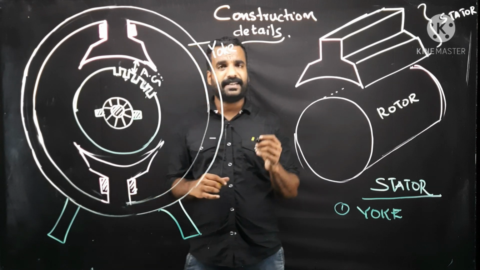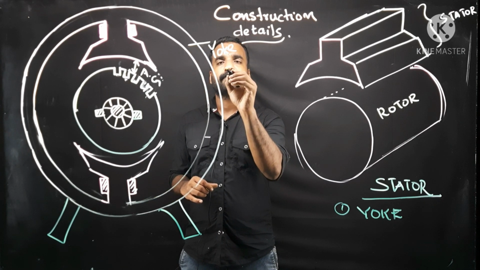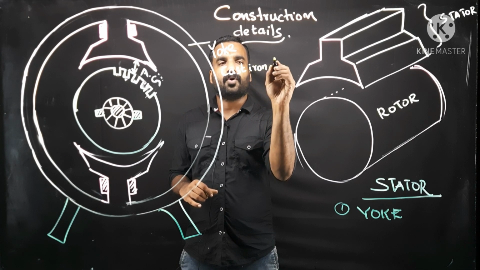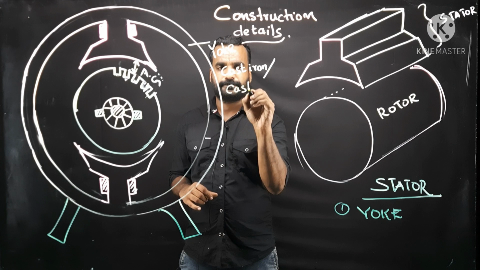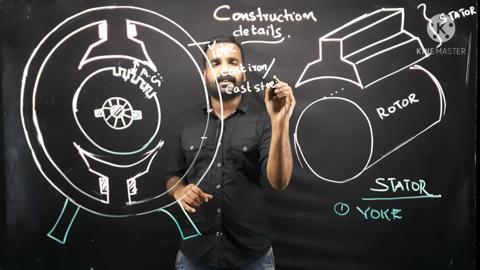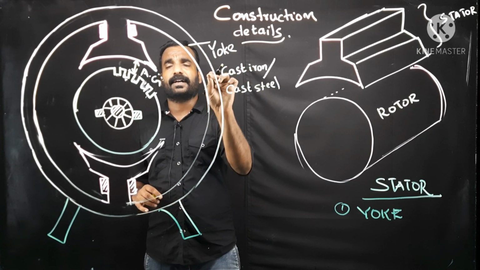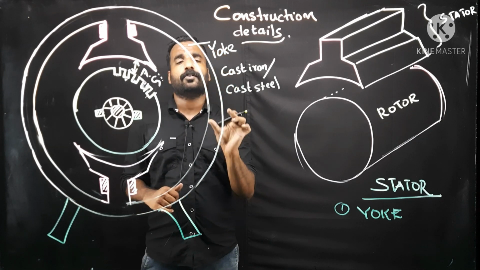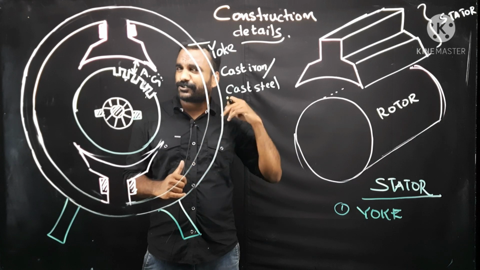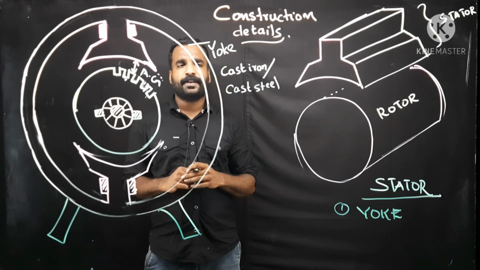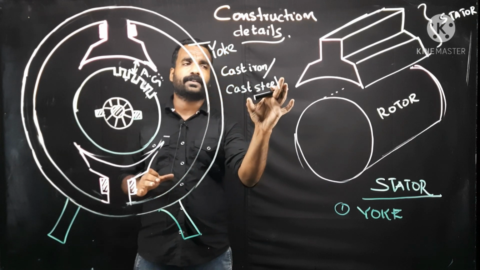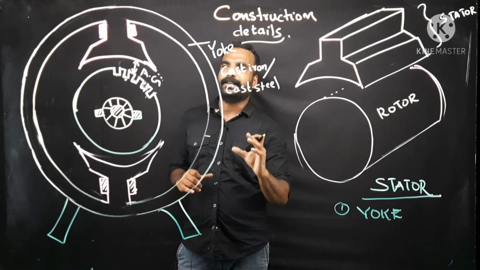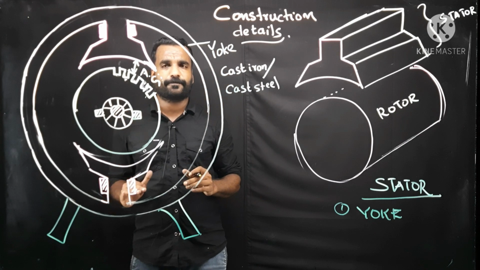First of all, the material used for the yoke is cast iron or cast steel. Cast iron or cast steel is the material used for making the yoke, the outer covering of a machine. If it is a small machine, we can use cast iron. If it is a large machine, it is better to use cast steel. Okay, so this is about the material. Now, what are the functions of the yoke?